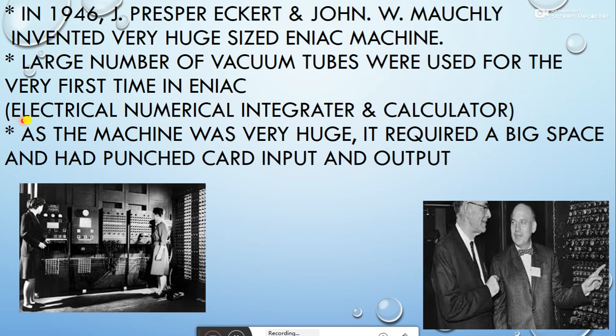The full form of ENIAC is Electronic Numerical Integrator and Calculator. Okay, as the machine was very huge, it required a big space and had punch card input and output. As you can see in this picture, the machine was very huge, so it required a big space and a lot of energy and had very slow input and output.